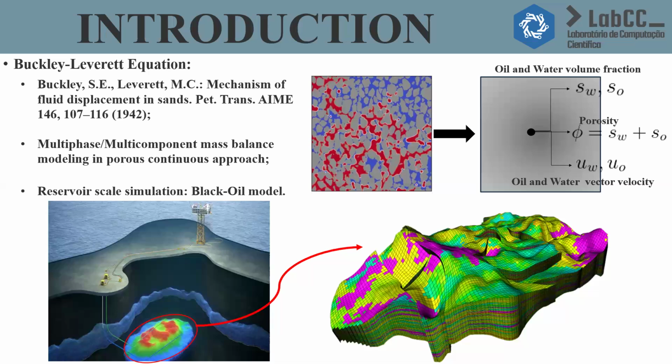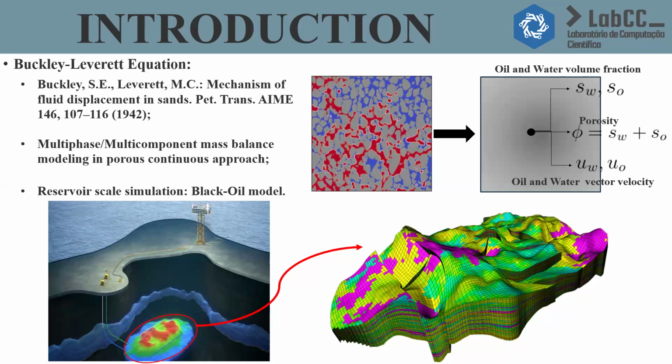The Buckley-Leverett equation is an equation proposed by Buckley and Leverett in 1942, and it aims to describe a biphasic mass balance in a continuous porous media. The continuous porous media is a porous media where we can't distinguish the interface between the fluids and the interface between the solids. And we represent it only with parameters such as saturation, porosity, permeability, and average velocities.